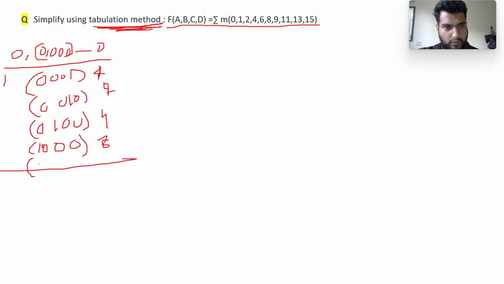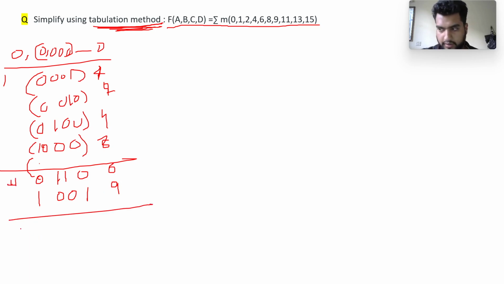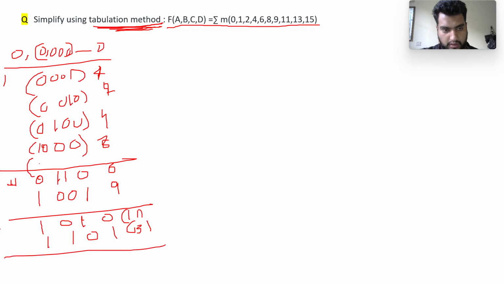Now group 2, in that we have 6 and 9, 0 1 1 0, and 9 is 1 0 0 1, so this is 6 and this is 9. This is group 2. And group 3 we have 11 and 13, so 11 is 8 plus 2 plus 1, so 1 0 1 1, and 13 is 8 plus 4 plus 1. This is 11 and this is 13. And finally we have group 4, where we have 15.